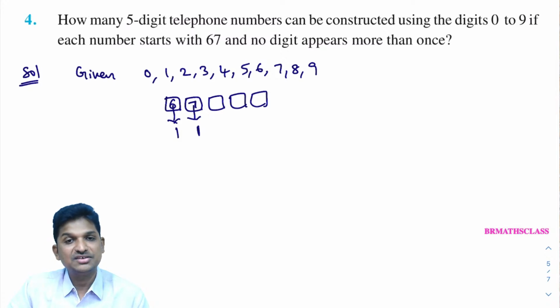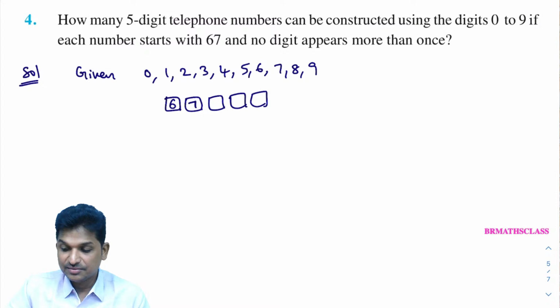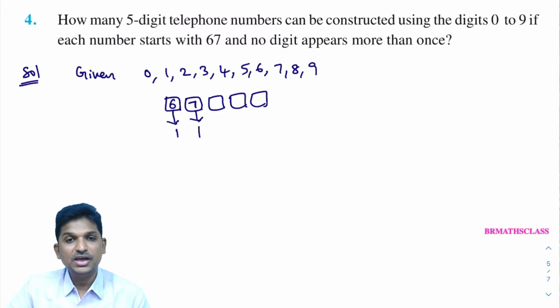I hope you are understanding. First box can be filled in one way. Second box can also be filled in one way. To form a 5-digit telephone number which begins with 67, I came to know that first box can be filled in one way, second box can be filled in one way.